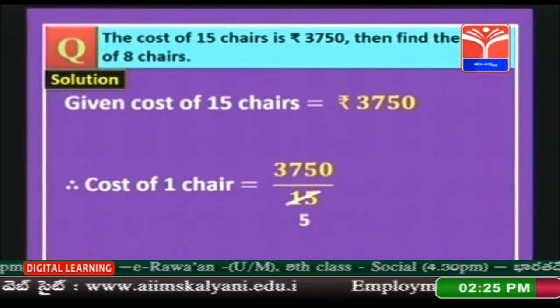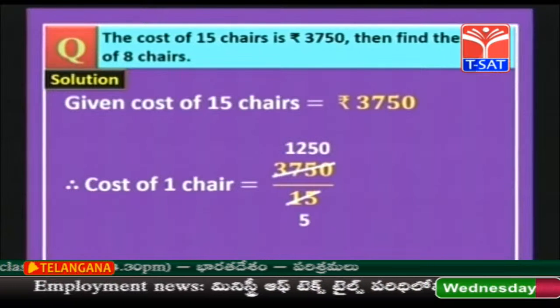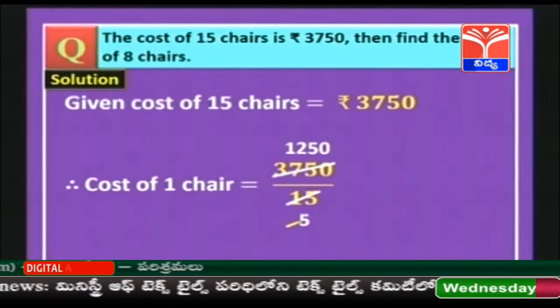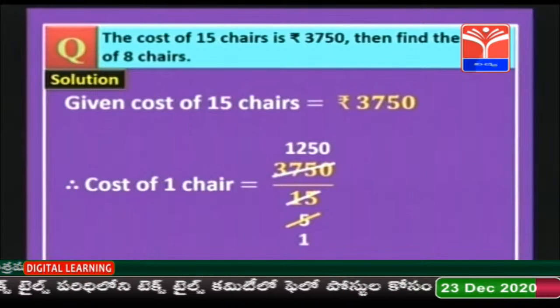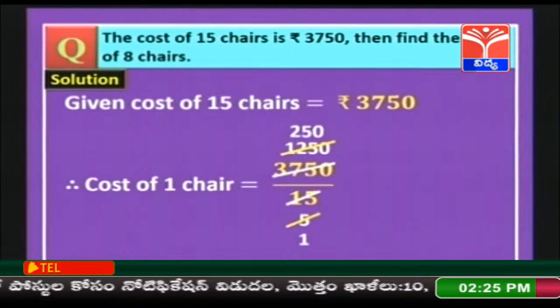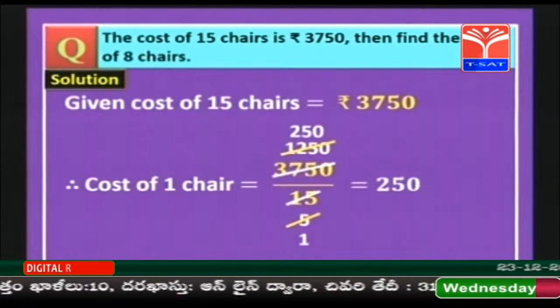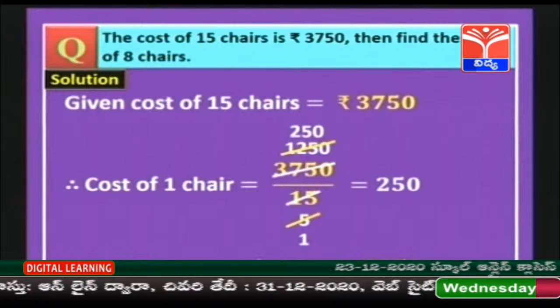So 3 goes 5 times in 15, whereas in 3,750 it goes 1,250 times. Now again there is 5 as a common factor. So 5 goes in 5 one time, whereas in 1250 it goes 250 times. So what is left, children? 250. That means the cost of one chair is 250.